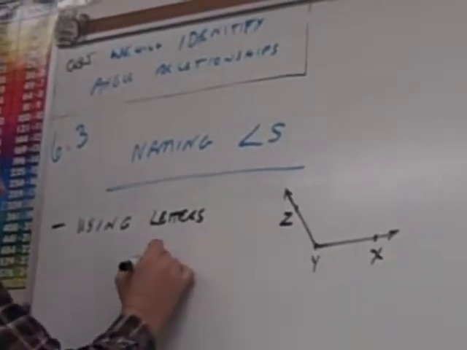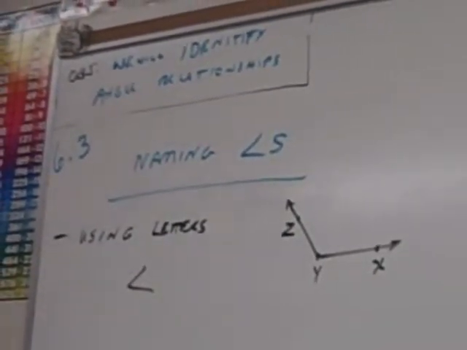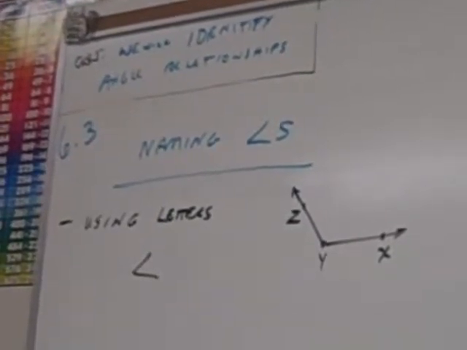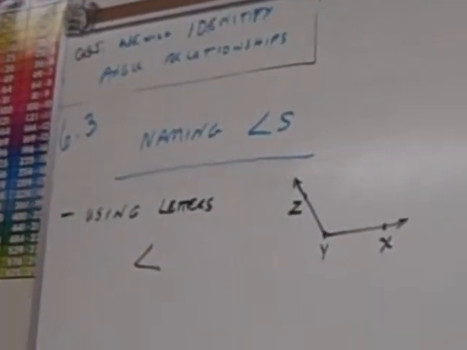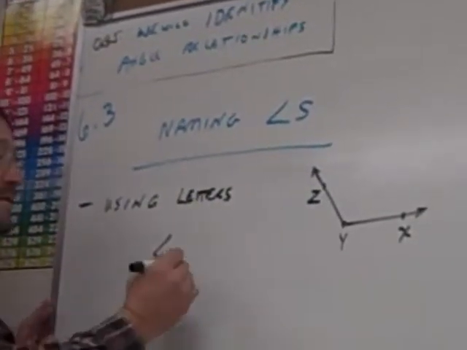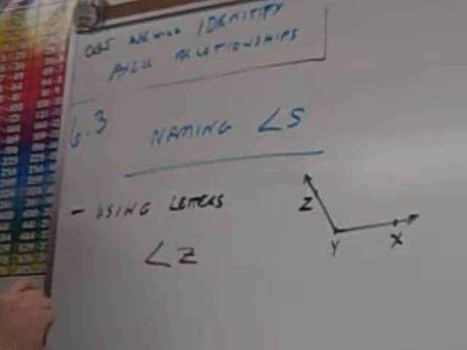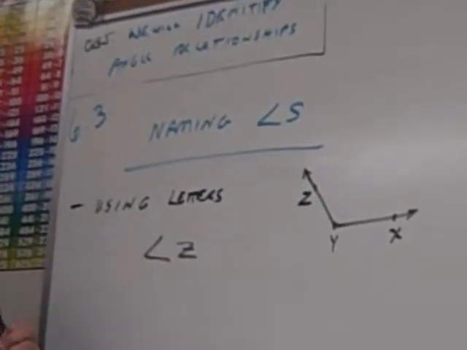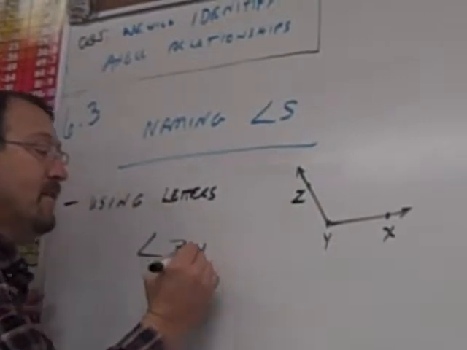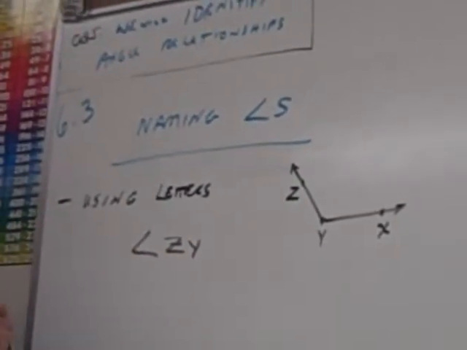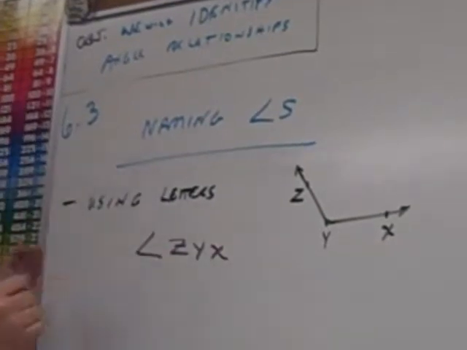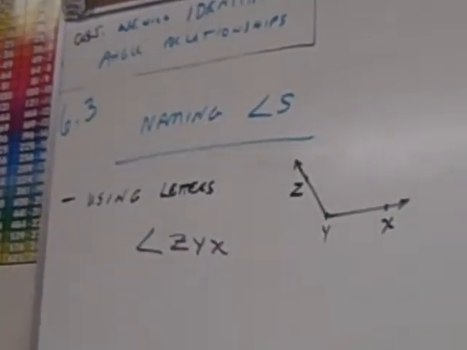we use our angle symbol that we've been using in our notes. The angle symbol. It's not an L. That's an angle symbol. So use the angle symbol and start on one of the edges. Write that letter down, Z. The middle letter has to be the vertex, which is Y. And the other edge has a letter, and it is X. So this angle's name is angle ZYX.